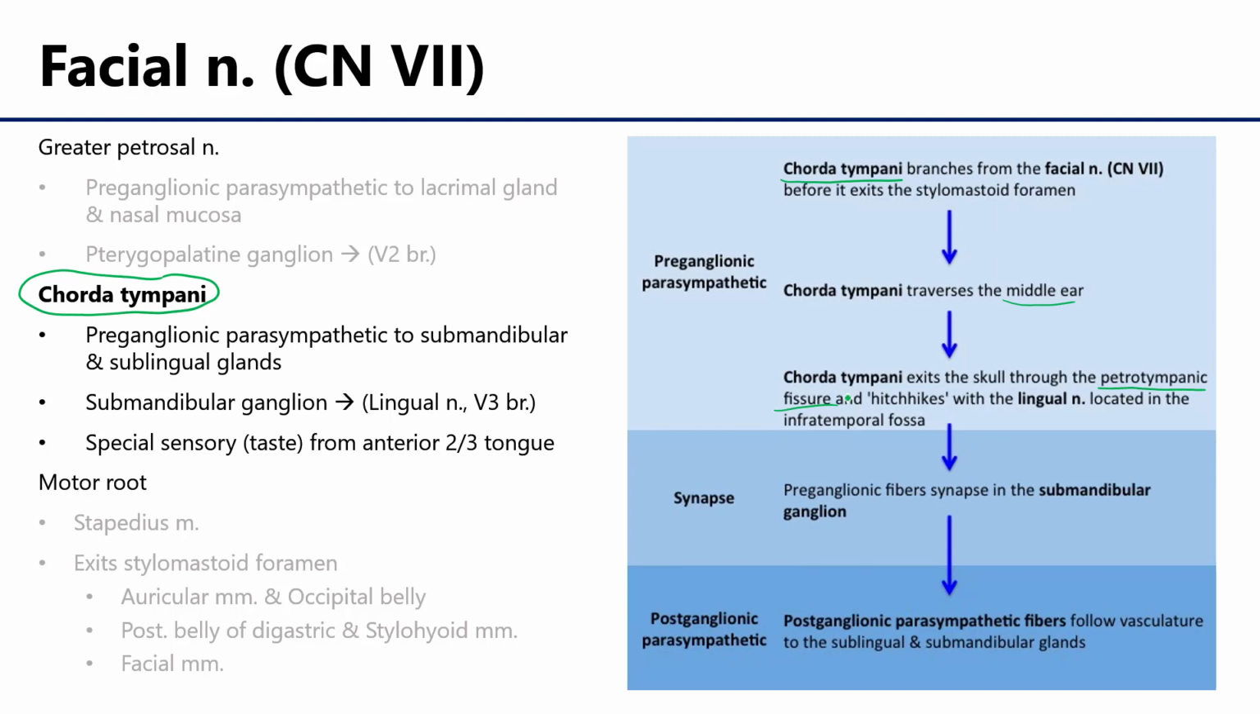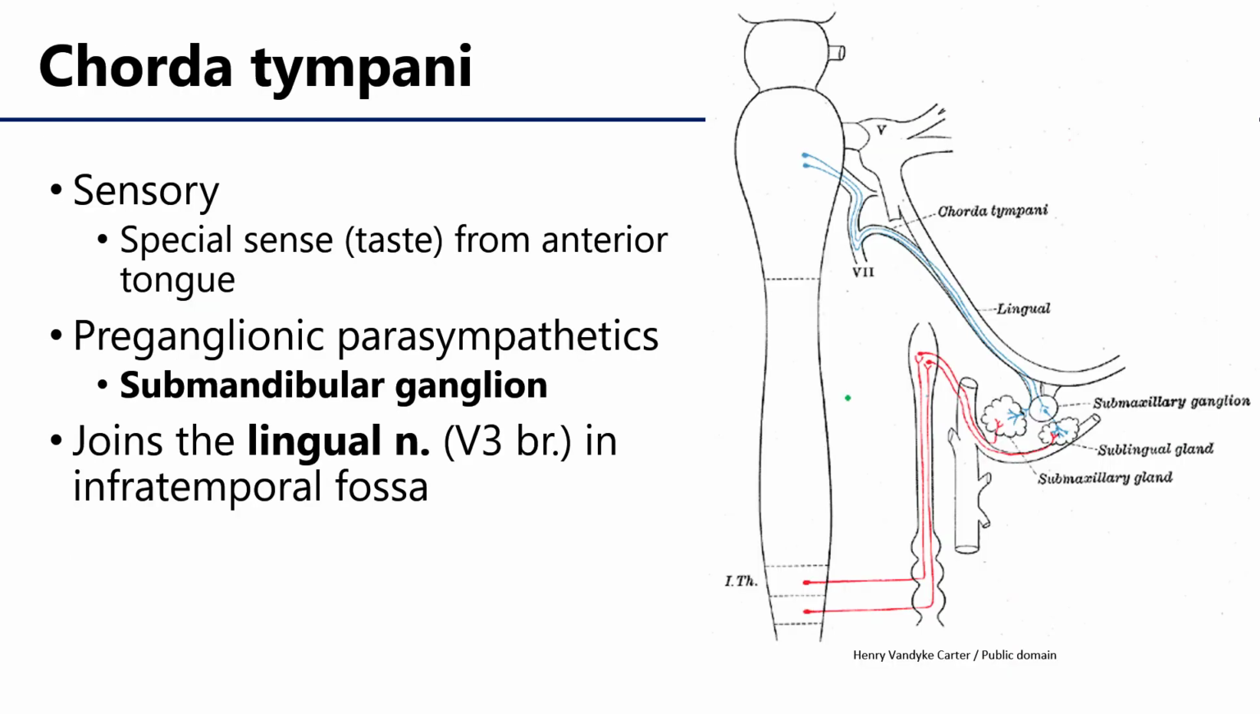It's then that the preganglionic parasympathetic fibers are going to jump from the lingual nerve to the submandibular ganglion. And from there, postganglionic parasympathetic fibers will either directly innervate sublingual glands or follow vasculature to both sublingual and submandibular glands. Let's take a look at this in greater detail.